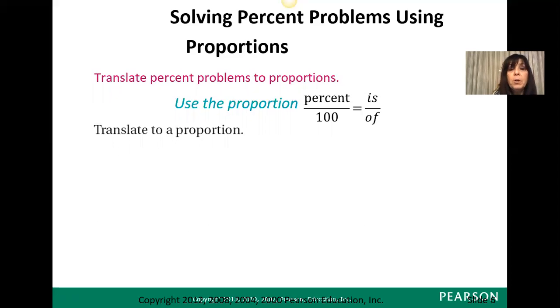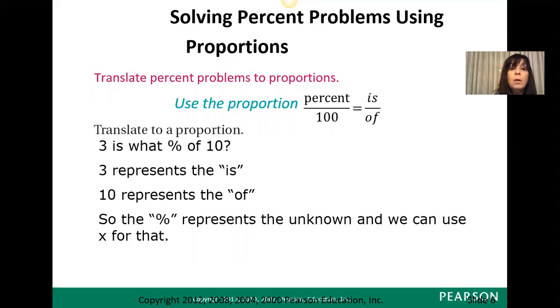Okay, another example, a different problem with a different thing missing. This time it is, 3 is what percent of 10? So this time the 3 represents the "is" part, the 10 represents the "of" part, and the missing thing this time is the percent. So again, if I put the x in for the percent, I will get a proportion such as this: x over 100 equals 3 over 10. And again, you would cross multiply to find the x and solve the resulting equation.